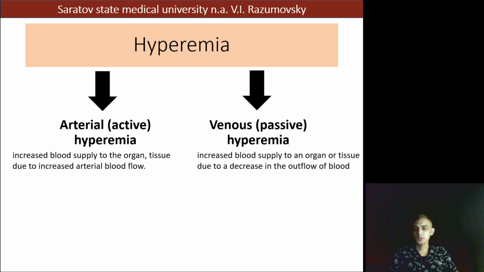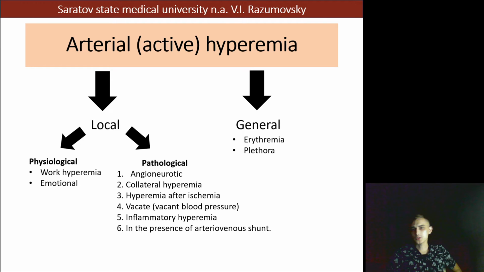Hyperemia. Hyperemia may be arterial or active hyperemia and passive or venous hyperemia. First of all, we should talk about arterial hyperemia. Arterial hyperemia includes local and general form. Example of general form will be erythemia and plethora. In local hyperemia, we may find physiological and pathological type. Physiological type of arterial hyperemia will be associated with work hyperemia and hyperemia associated with emotional reactions.